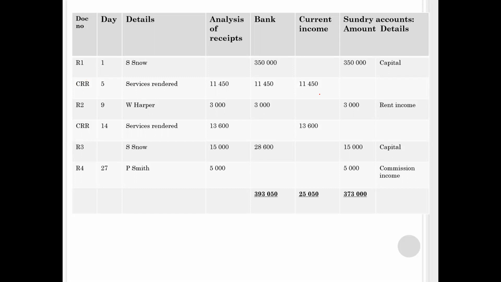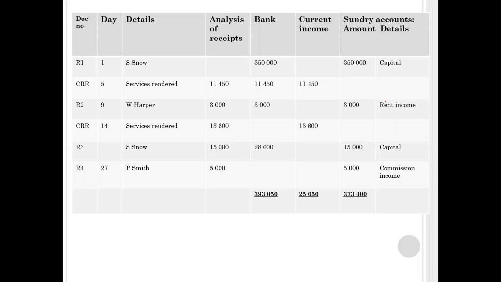Right, next one on the 9th. On the 9th, you will see there it was receipt R2 for W. Harper with details, because there was a name of a person. 3,000 Rand goes to analysis of receipts, with bank, because it was the only transaction for that day. And I've told you in the transaction it is for rent. There's not a rent column at the top. So then it goes to sundry accounts. And important, okay, I will say it at the end of this activity again.